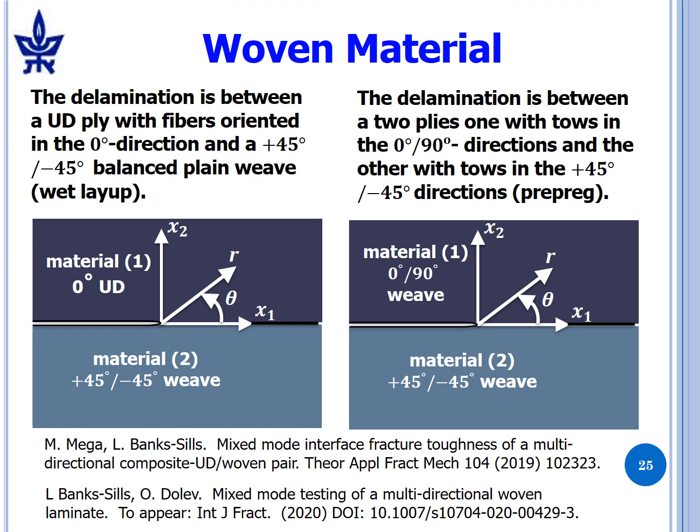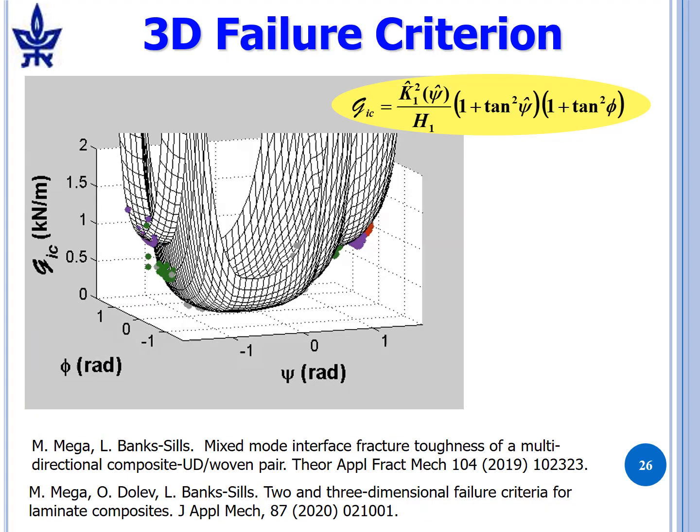The upper one has yarn in the 0-90 degree directions, and the lower one, material 2, has yarn in the plus 45, minus 45 degree directions. This was fabricated by a pre-preg. So we will refer to each: the wet layup is on the left and the pre-preg is on the right. And here we have the failure criterion for either one of them.